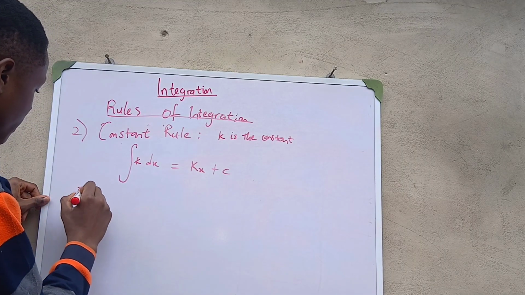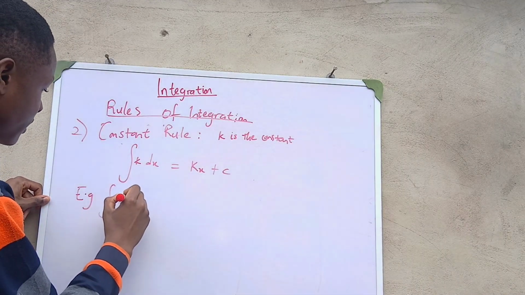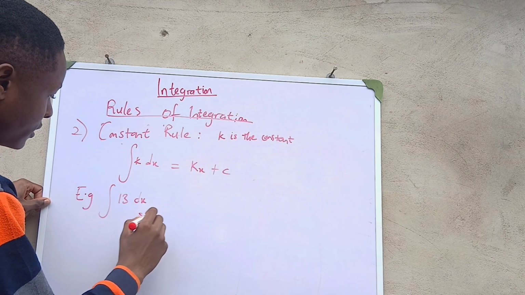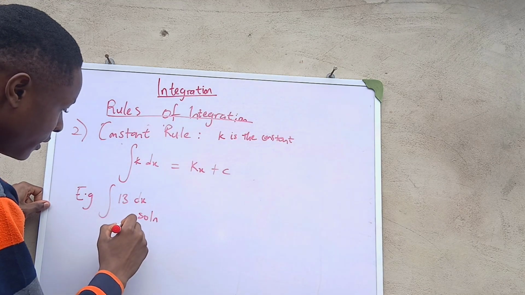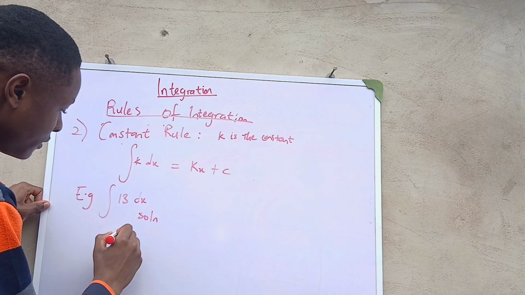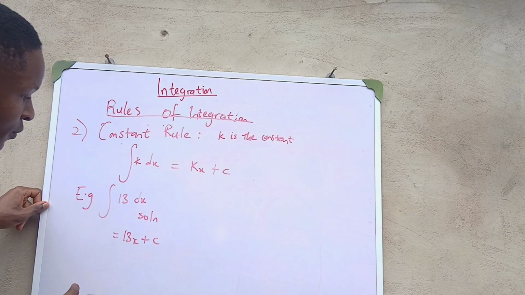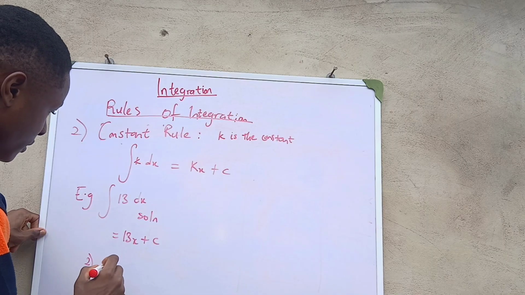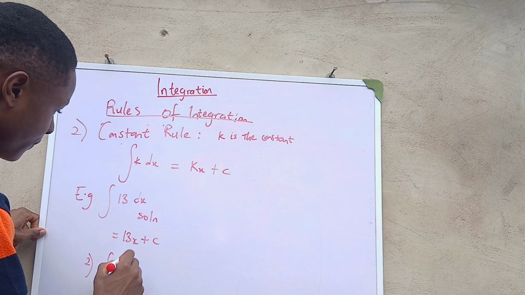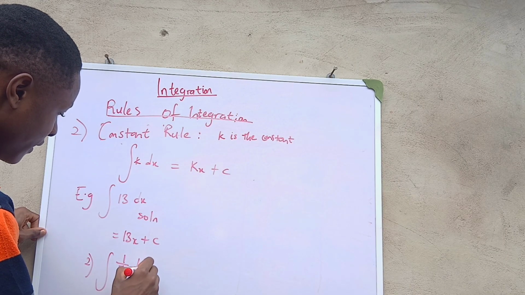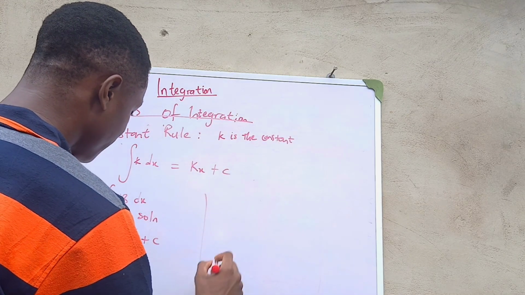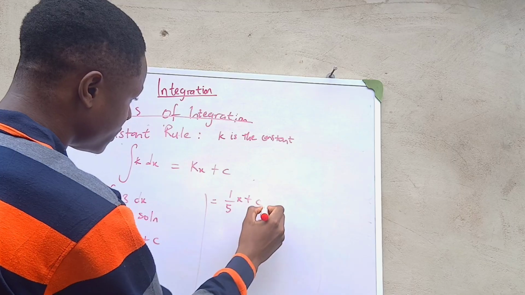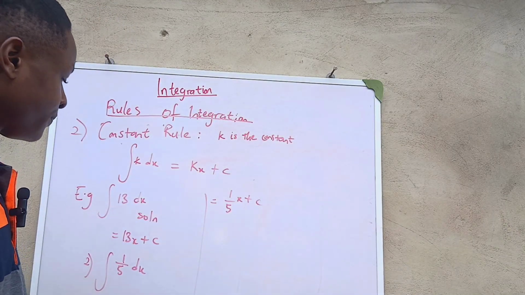So an example is integrating 13 dx. Integrating 13, we have 13x plus c. Always add your plus c. So another example is integral of 1 over 5 dx. We'll now have 1 over 5 x plus c. So it's as simple as that.